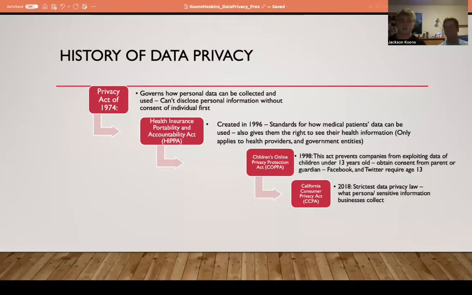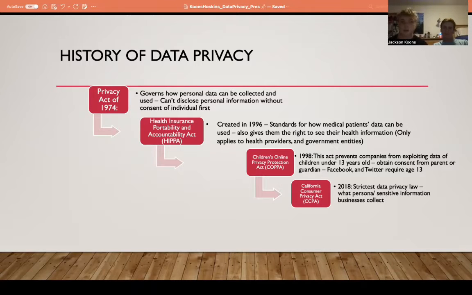Before we take a deeper dive into data privacy, we need to understand the history of it. We start out with the Privacy Act of 1974, which governs how personal data can be collected and used. Companies cannot disclose your personal information without the prior consent of the individual. The next act is the Health Insurance Portability and Accountability Act, better known as HIPAA, created in 1996. This creates standards for how medical patients' data can be used, and it also gives them the right to see their health information. This applies to any healthcare provider or government entity in the United States.